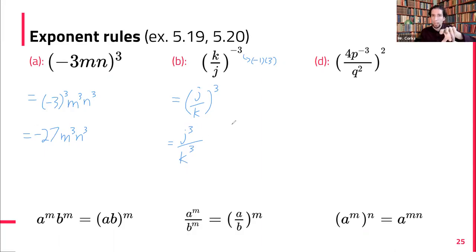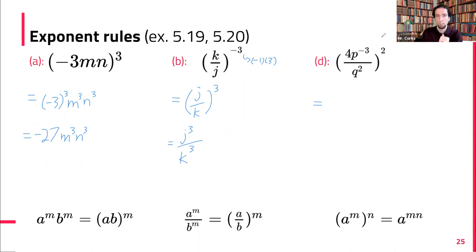If we did the -3, brought it inside for each of them, it'd be 1 over k over 1 over j, and then with dividing fraction rules, we would still end up with j over k. It's just a little more complicated to think about. Okay, the last one has a little more going on here. So we'll do it step by step.